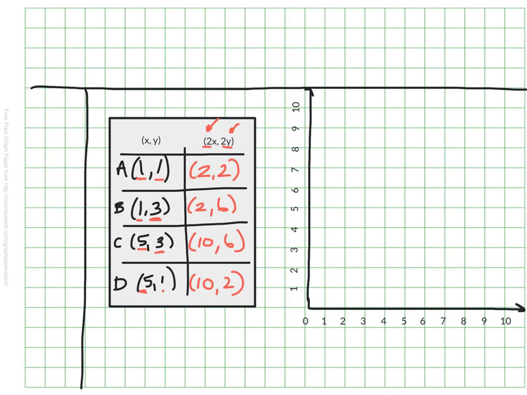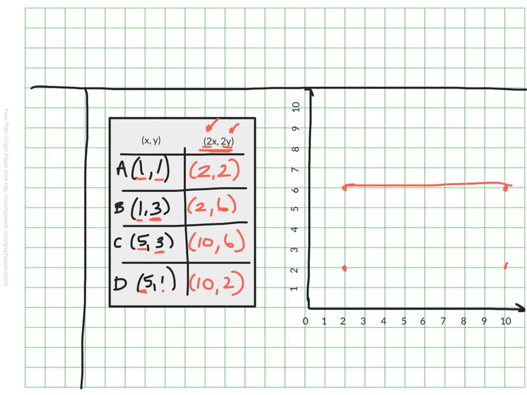So these are the new coordinates that I'm going to plot, and I'm plotting them based off the fact that I took my original and multiplied the x by 2, and I also happened to multiply the y by 2. So keeping that in mind, we would start at 2, 2. We'd go to 2, 6. We would go to 10, 6. Make sure I mark that correctly. And we would go to 10, 2, and I would make a rectangle.